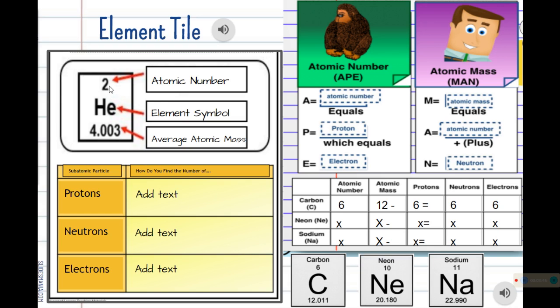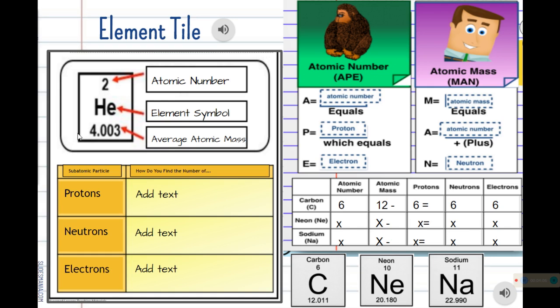Okay, so the atomic number is like the DNA of the element. Just like your DNA tells who you are, this tells who the element is. We always know that this atomic number tells us how many protons. So helium always has 2 protons. All right, the symbol tells us what it is. It's like a nickname. So He stands for helium.